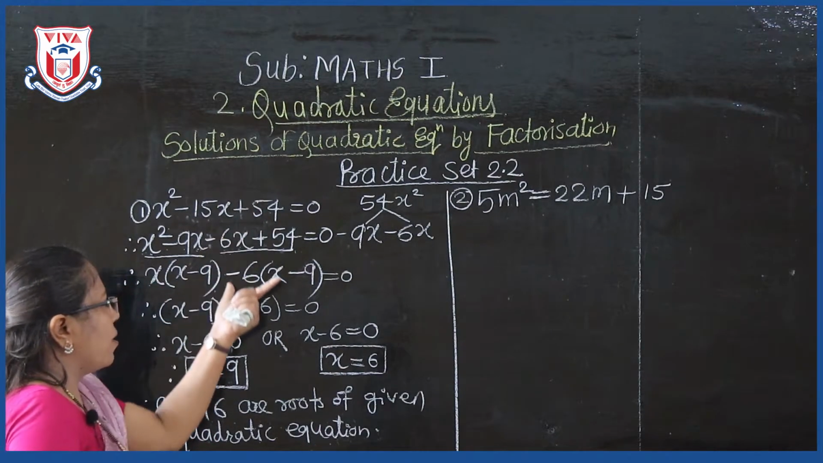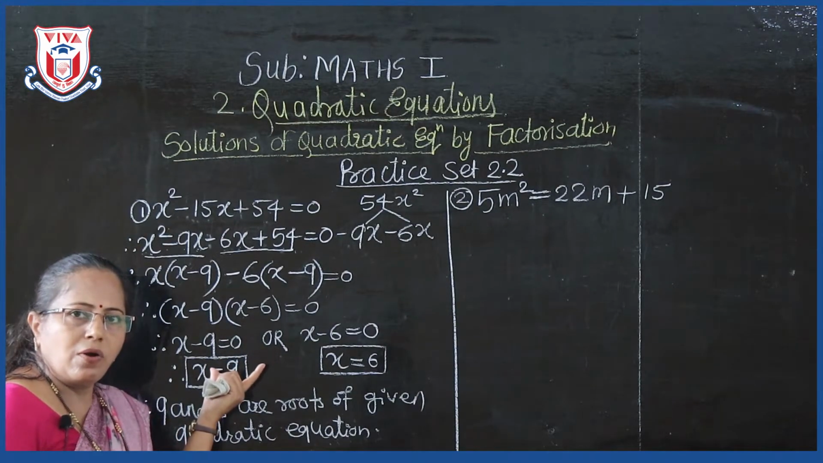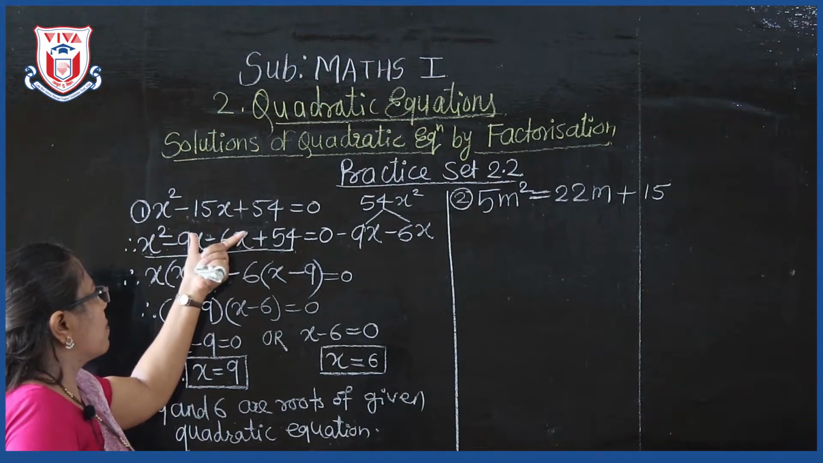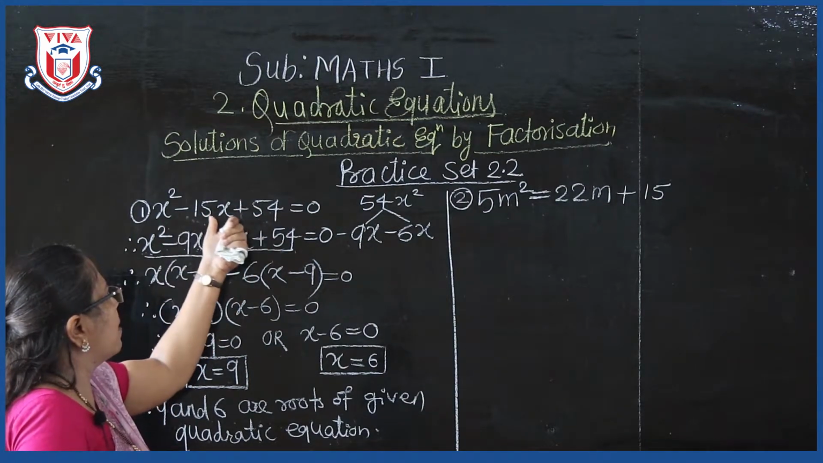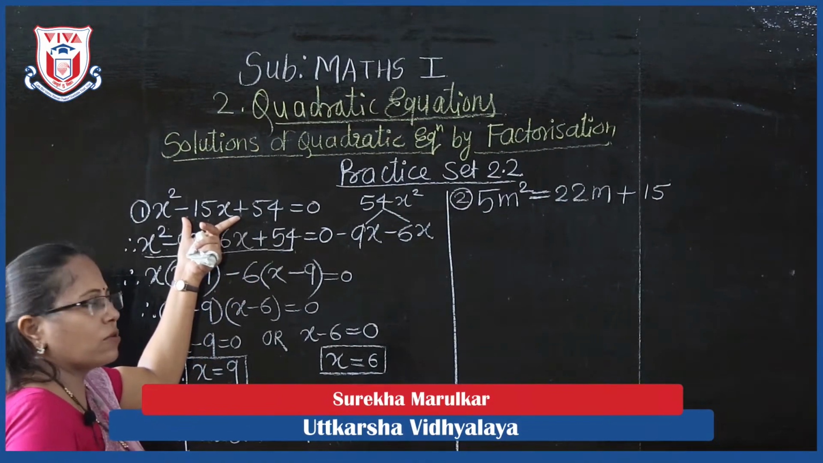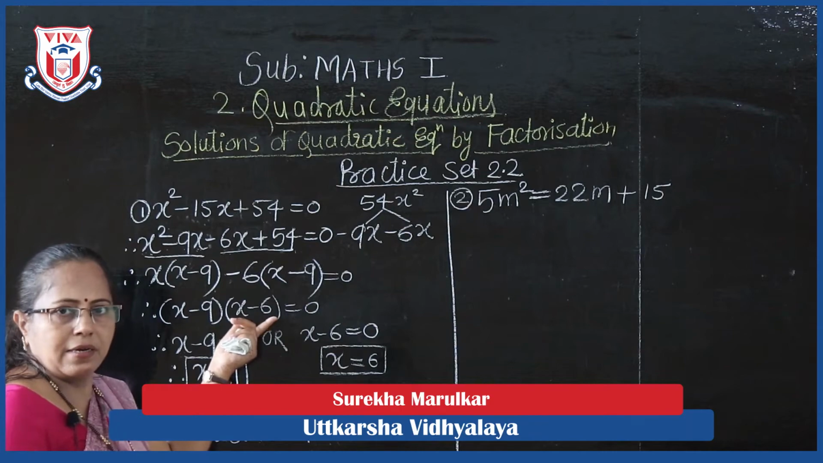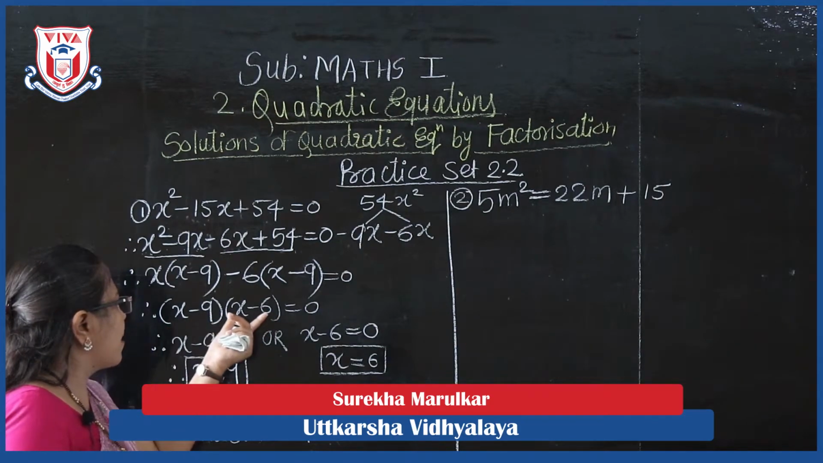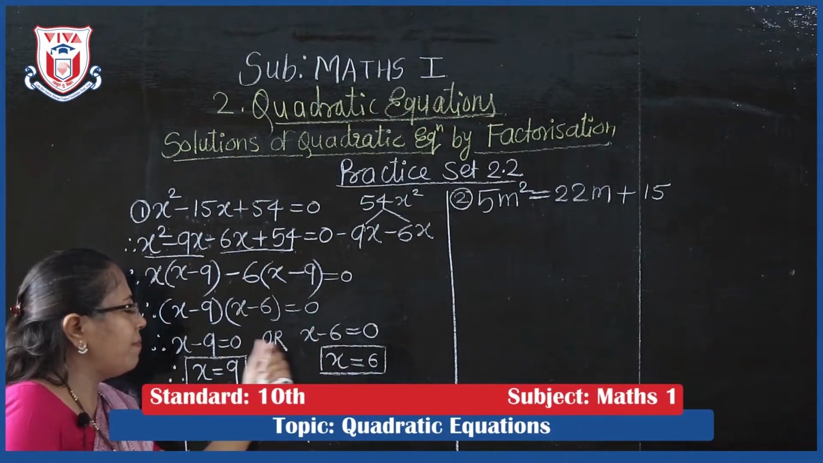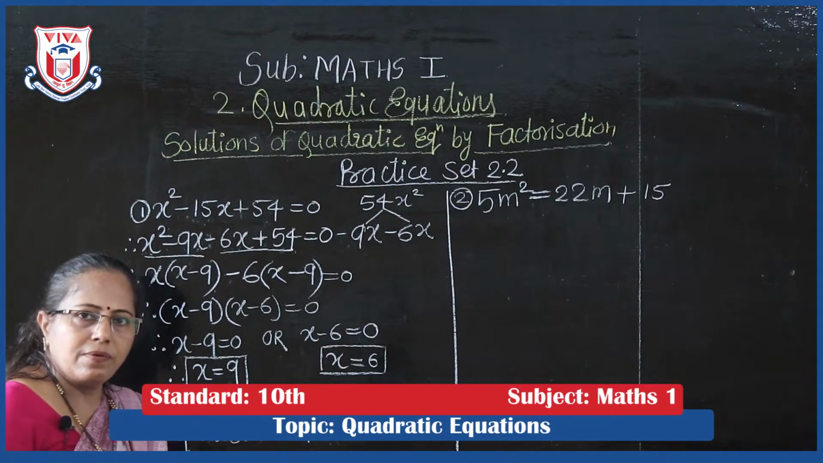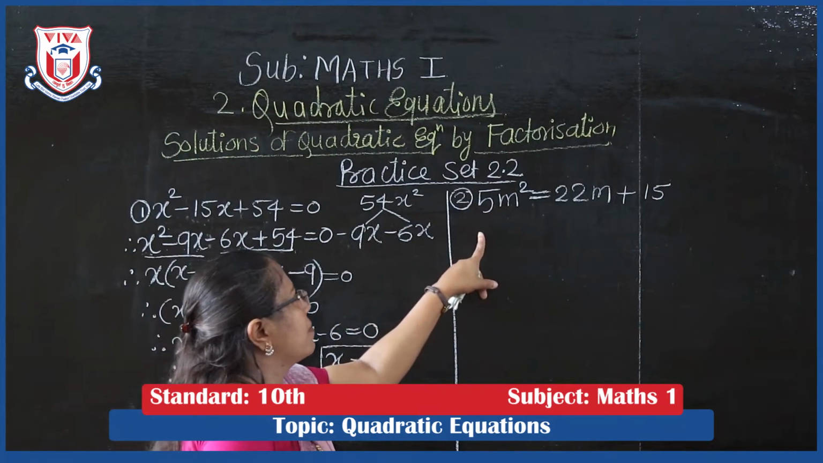So this is called the factorization method. Followed? In this method, on the left hand side we have a quadratic trinomial, and we have to find its factors. We will get two linear factors. Compare these linear factors equal to 0 and then we will get the value of x. Followed? Okay.